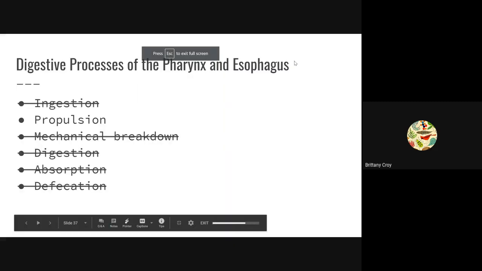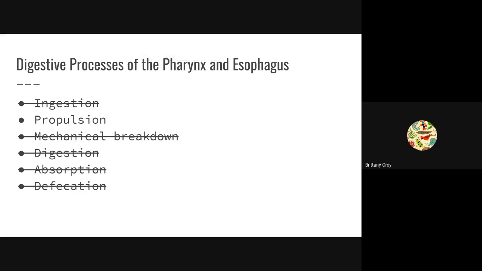And what digestive processes occur here? Only propulsion. So not doing anything except moving the food.